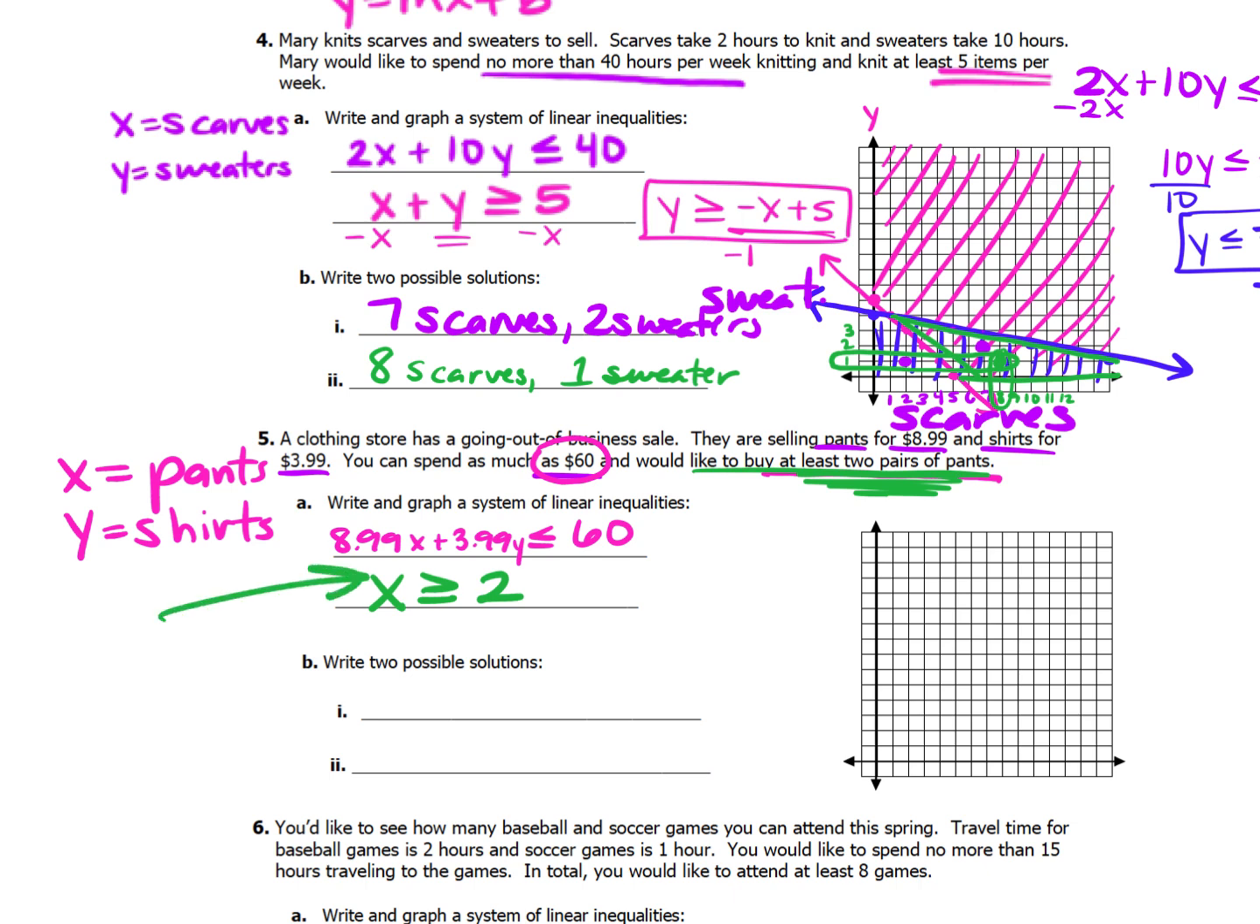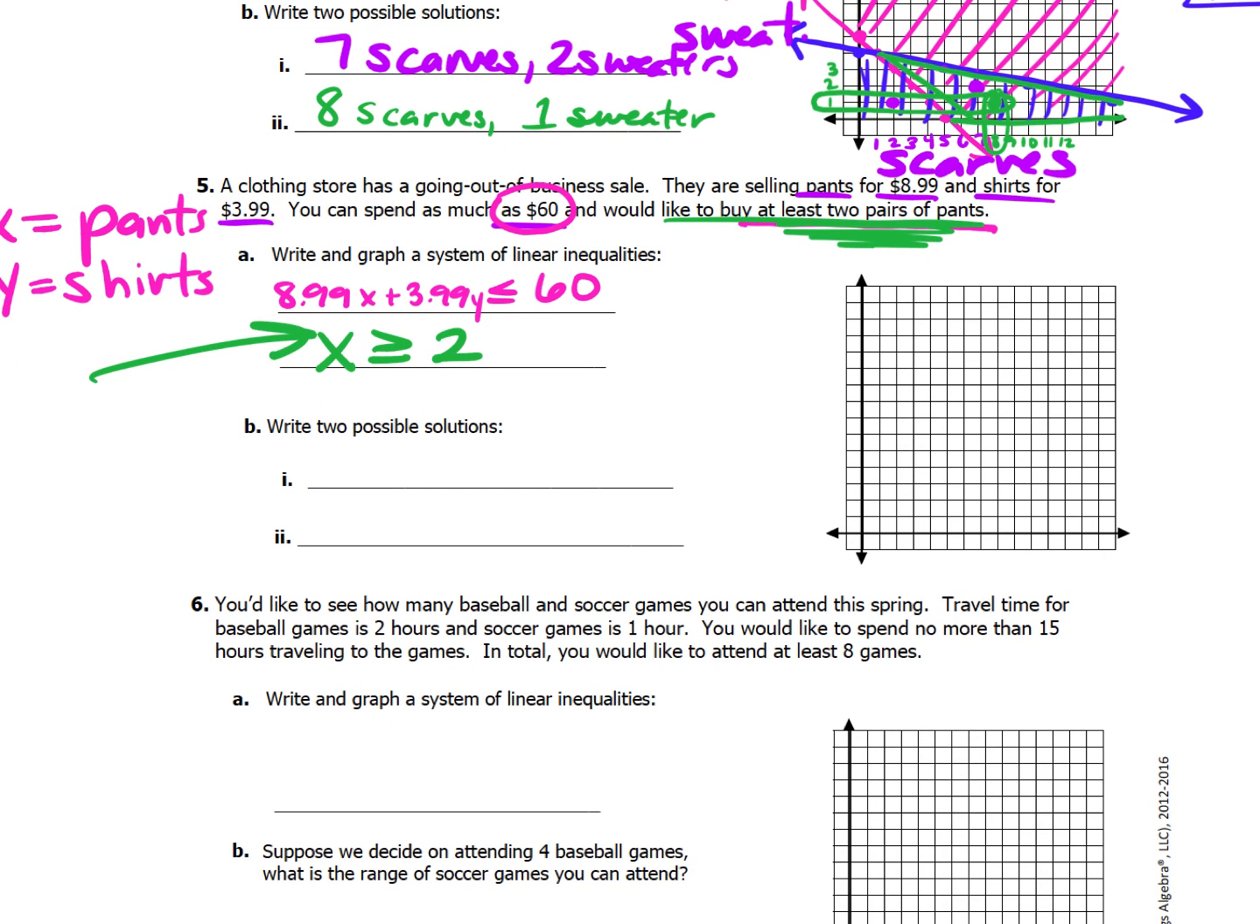Do you remember how to graph when there's only an X? What kind of line is that? It's the vertical line. So if X is greater than or equal to 2, you would do that vertical line at 2, and you would shade everything this way.